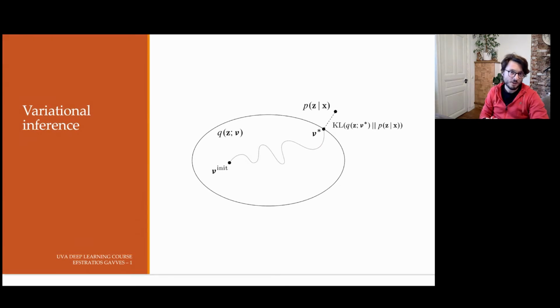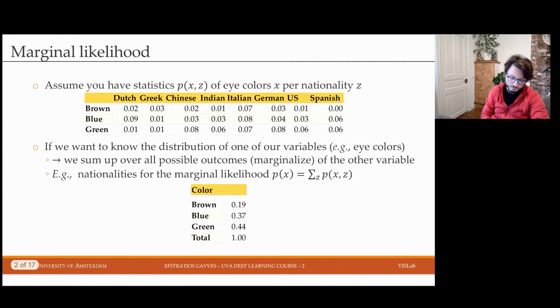Hi all, now let's continue with variational inference. Before going to the details of what variational inference is and how it relates to our neural networks, let's revisit briefly the concept of marginal likelihood because we're going to need it.